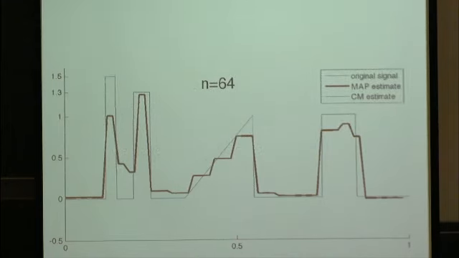And here are the results. Here is discretization 64, with 64 wavelet coefficients used. Then I increase it. Let's look here. By chance, the MAP estimate and CM estimate are on top of each other, so they are the same curve. Now I increase the discretization.